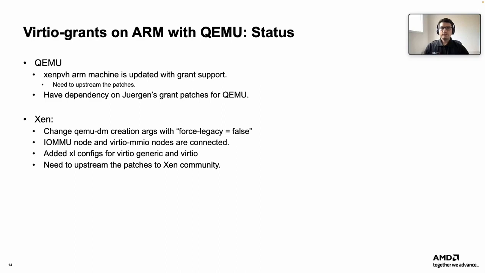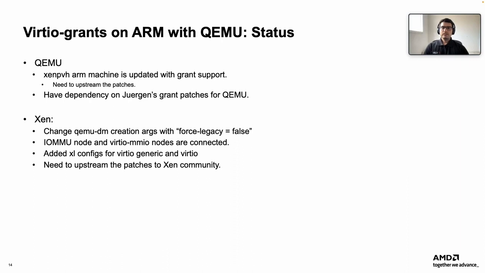And VirtIO grant on ARM with QEMU. The status for this is that for the Xen PVH machine for ARM, we have a working solution, but we are yet to upstream the patches. Given that this might take a few months, because it also has a dependency on a few of Jürgen's patches which are not upstream yet.